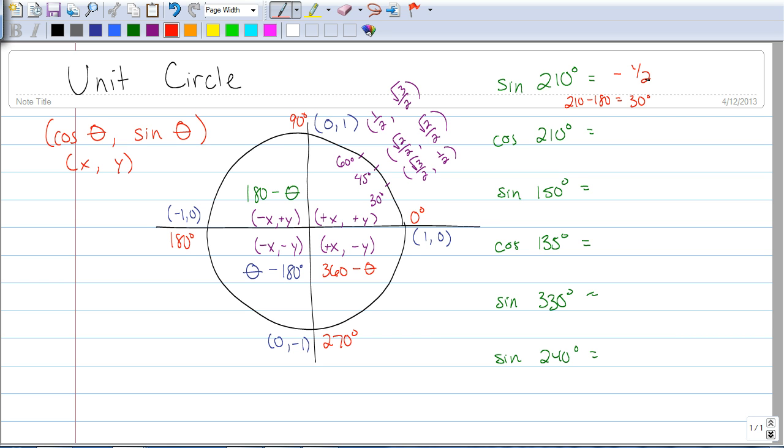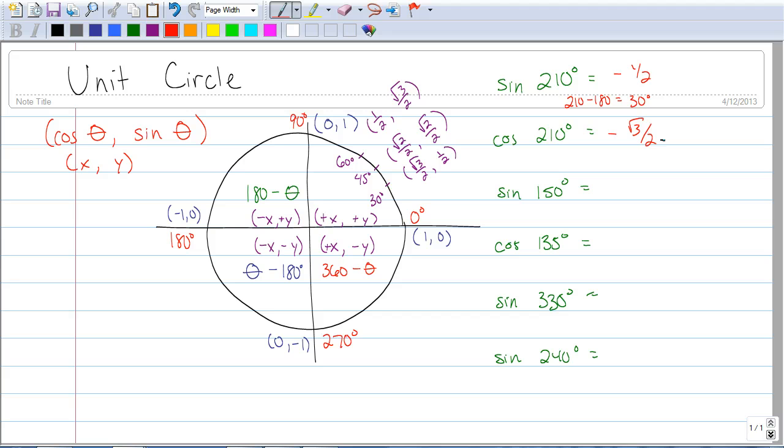What if it was the cosine of 210 degrees? Well, again, the cosine of 210 degrees is going to be negative. And it's the same angle, so it's also going to be related to a 30 degree angle in quadrant 1. Well, a 30 degree angle has a cosine of square root of 3 over 2. So this is going to be the opposite of that, so it's going to be a negative square root of 3 over 2.